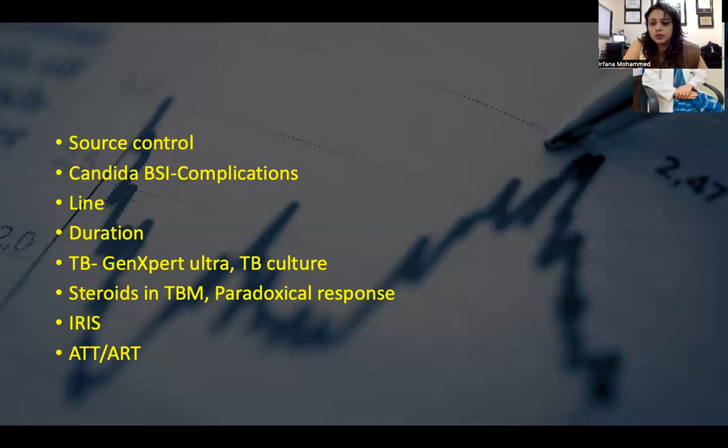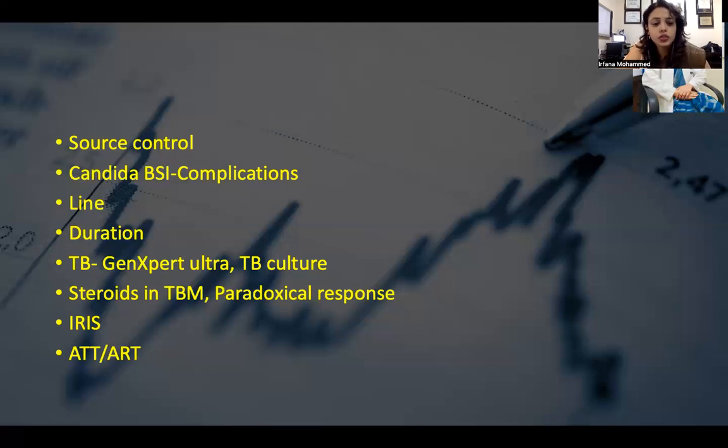And coming to the line, it will also come under source control only. If any virulent organism is growing from the central line and the patient is hemodynamically unstable, then you can't just not remove the line. You have to immediately try to take out the line and put in a new line. And duration we have discussed.